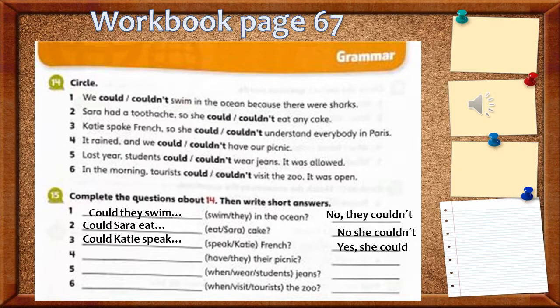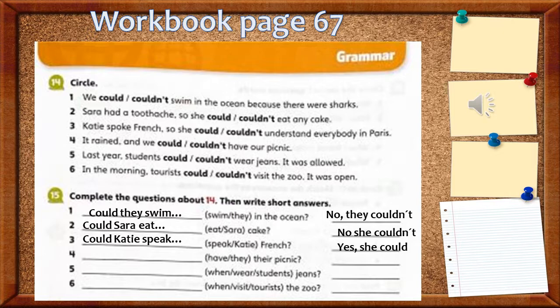Now guys, let's answer the workbook page 67. And we have an activity using could or couldn't. You need to choose between two of them. For example, the number 1. We could or couldn't swim in the ocean because there were sharks. Do you think that you can or you can't swim? Well, because the sentence says that there were sharks, había tiburones, in this case, we are going to use couldn't, right? We couldn't swim in the ocean because there were sharks. Nosotros no pudimos nadar en el océano porque había tiburones.